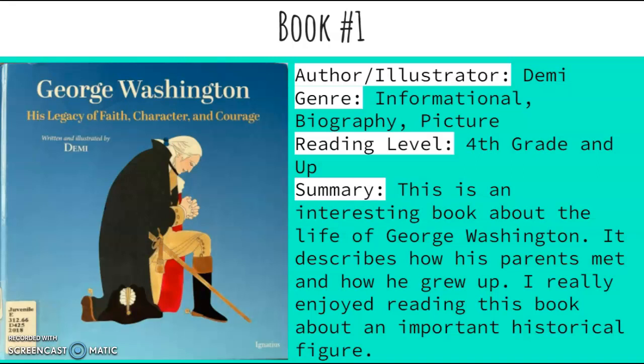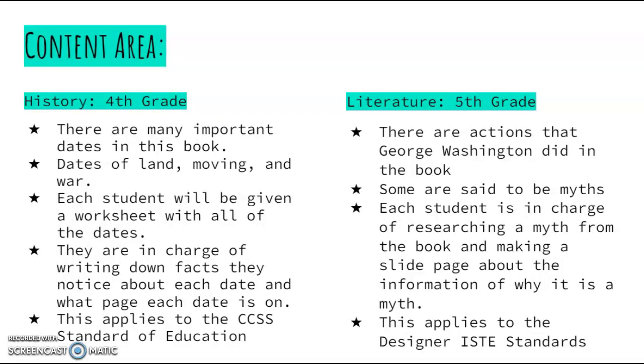The genre is informational, biography, and picture. The reading level is 4th grade and up. This is an interesting book all about the life of George Washington and how he grew up and how his parents met. It was super cool to learn all about this important historical figure from a children's literature book point of view.